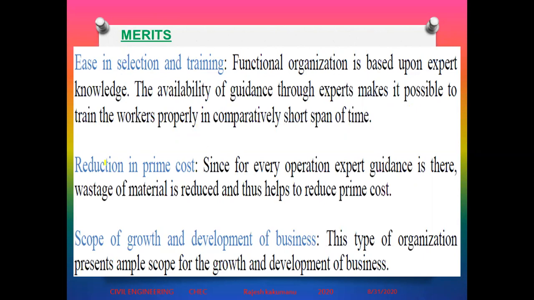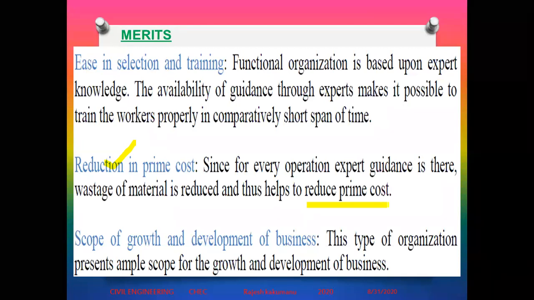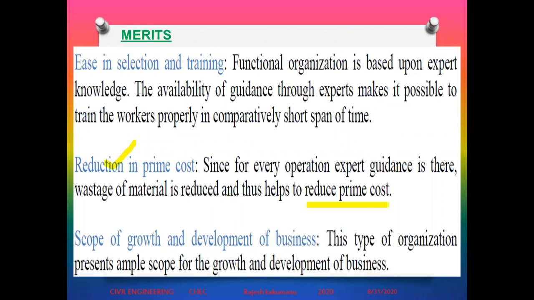Next, the second one, reduction in the prime cost. Since for every operation expert guidance is there, the wastage of material is reduced and thus helps to reduce the overall cost. So what it is saying, since we expanded horizontally, you have step by step and you have separate processes without any confusion. Automatically whenever you are saving the material, you are reducing the overall cost. Whenever you are wasting the material, automatically the time is wasted, the money is wasted, the labor work is also wasted. That type of thing you can see in this functional organization.